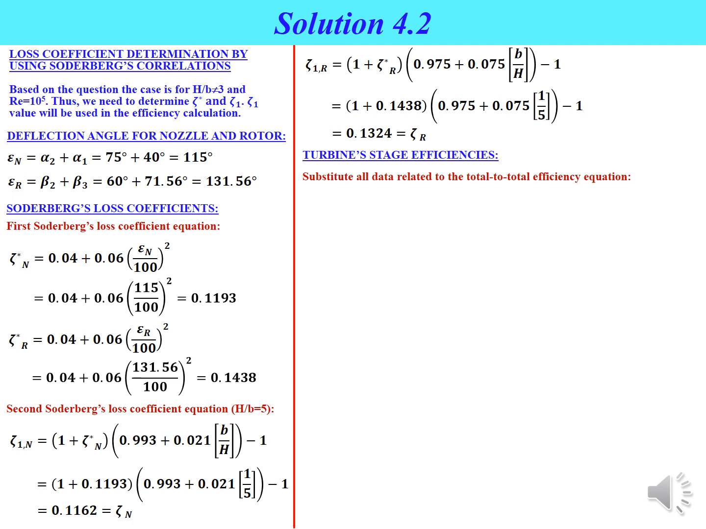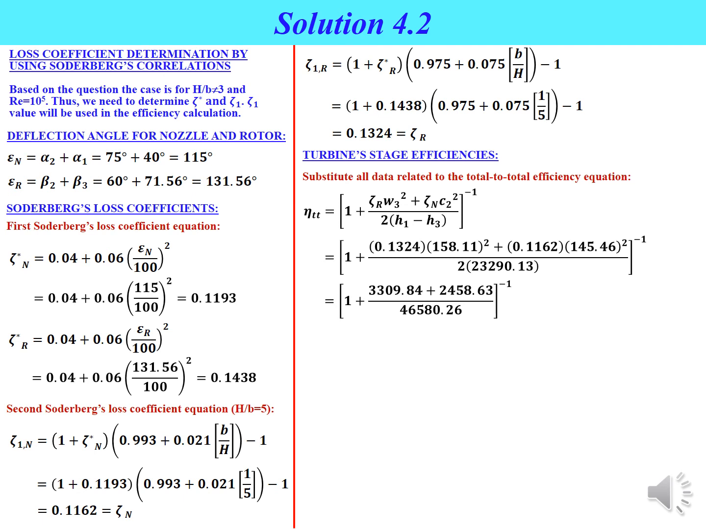Okay, so substitute all data into the total to total efficiency equation. Because we already neglect the temperature difference, we need to use this equation. We already calculated the values of zeta r, w3, zeta n, c2, and also h1 minus h3. Substituting all the values, the total to total efficiency is equal to 88.98%.